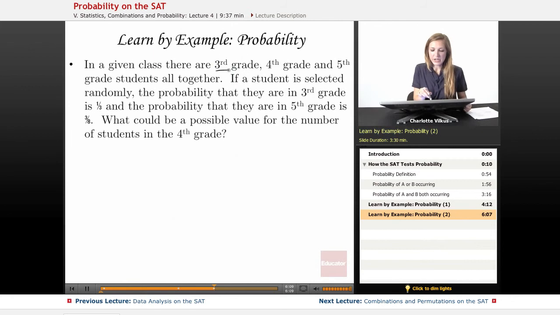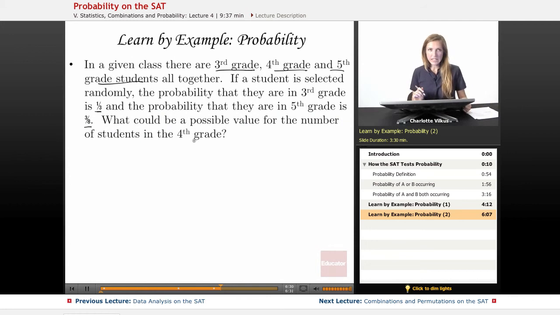In a given class, there are 3rd grade, 4th grade, and 5th grade students, and they're all together. If a student is selected randomly, the probability that they are in 3rd grade is 1/3, and the probability that they are in 5th grade is 3/8. What could be a possible value for the number of students in the 4th grade?